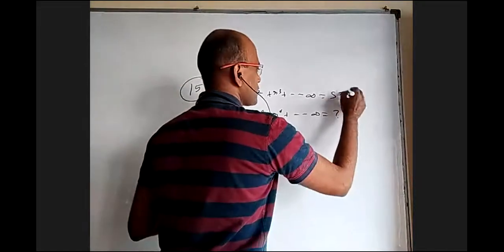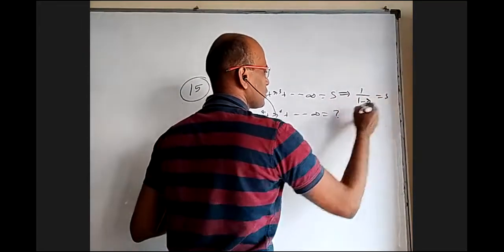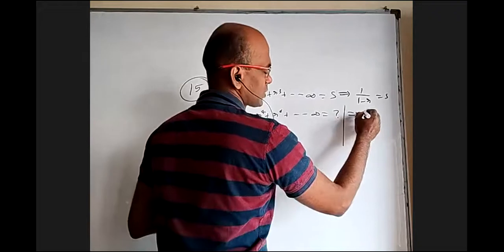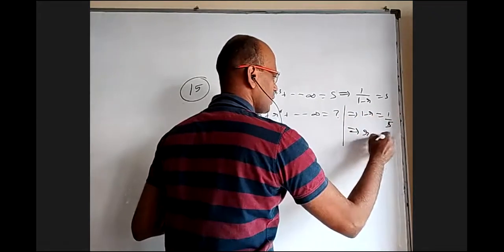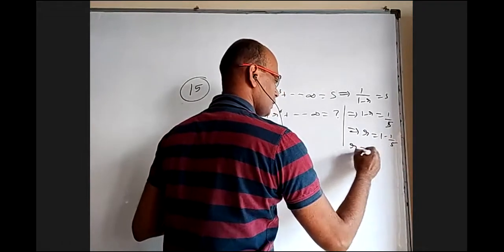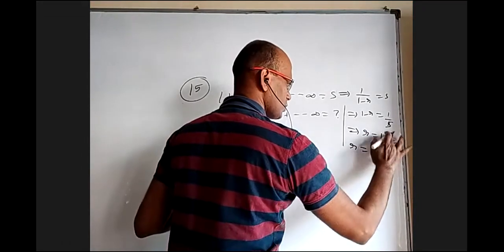So from this, I'll get 1 by 1 minus r is equal to S. From this, 1 minus r equals 1 by S. From this, r is 1 minus 1 by S, which is S minus 1 by S.